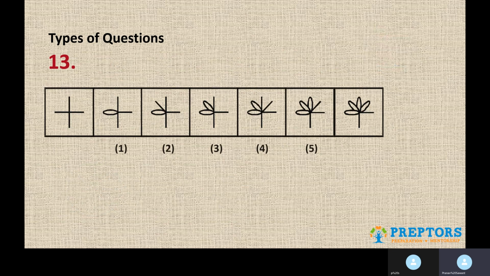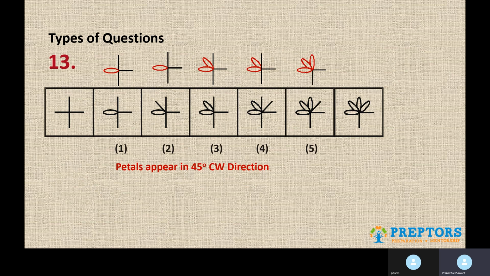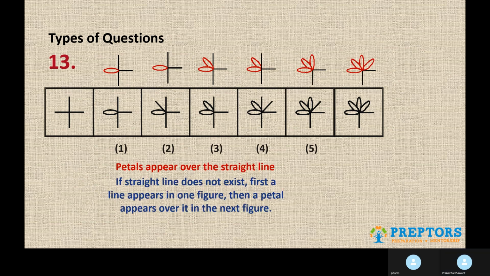Let's see for this. Now, petal appears in 45-degree clockwise direction in this way. So these are the steps of the petals. If straight line does not exist, first a line appears in one figure, then a petal appears over it in the next figure. So if straight line is not there, first a line will appear and then a petal will appear over it.